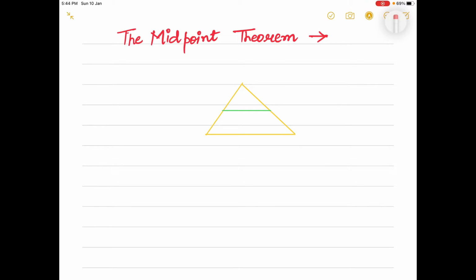Today in this video we are going to understand the midpoint theorem of our chapter quadrilaterals of class 9th. So we have already studied the properties of the parallelogram and important questions based on the properties of a parallelogram.